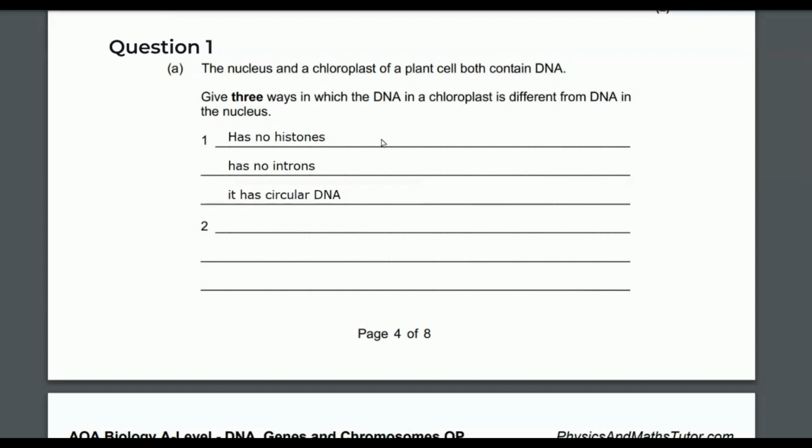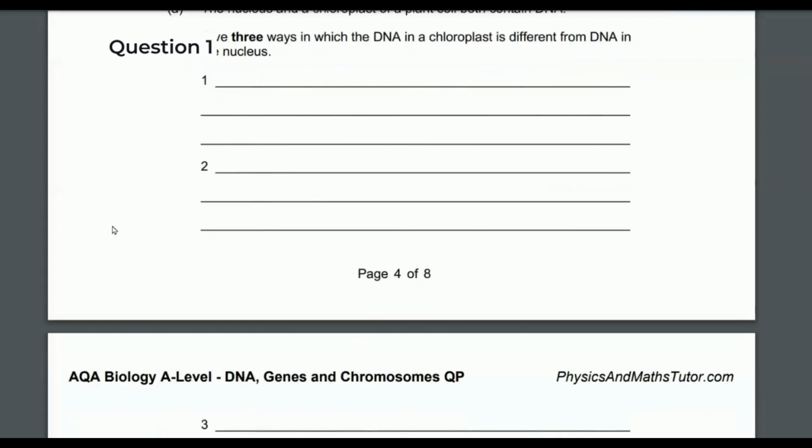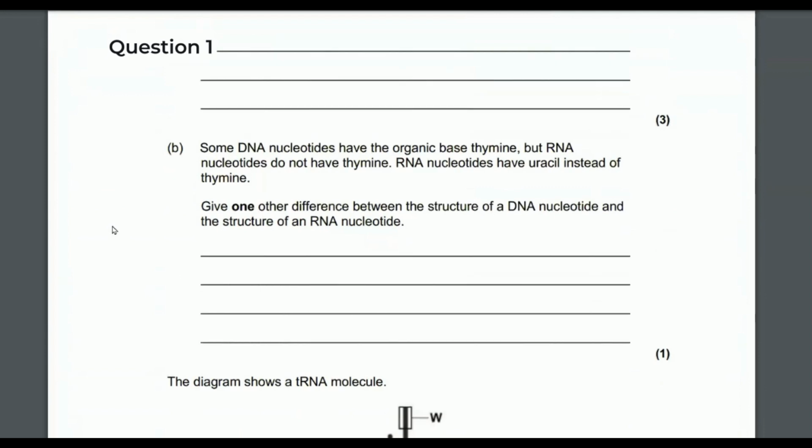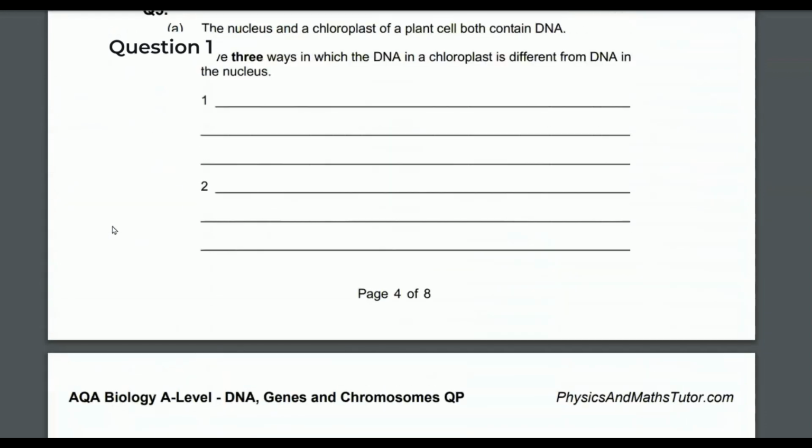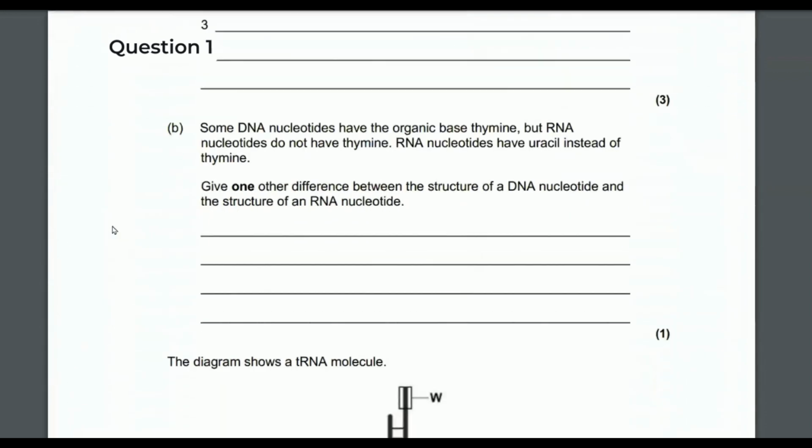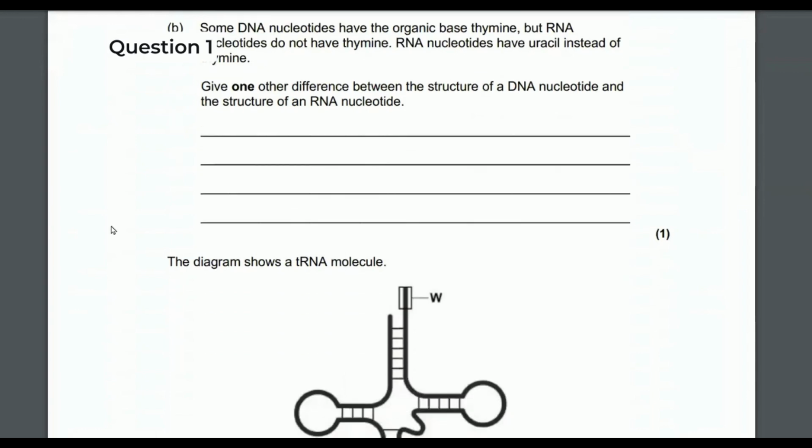Lovely jubbly. And then we could probably say the DNA inside the chloroplast is going to be shorter because it contains fewer genes than the DNA in the nucleus, which contains the genes for the whole of the plant, whereas the DNA in the chloroplast is just the genes for the chloroplast. But there you go. Any two of those three will do. Oh, you had to say three differences. Well, it's lucky I gave three differences, right? That's me thinking it was a two marker.